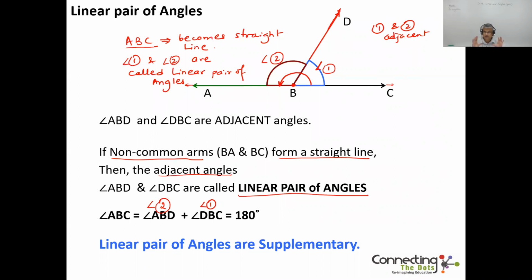All right. So very simple. Adjacent angles are neighbor angles. Two neighbor angles, when they add up to become a straight line, then it is called linear pair of angles. And you know a straight line is 180 degrees. So which means linear pair of angles are supplementary. Okay. Is that clear? Confusing? Should I do it on the board?